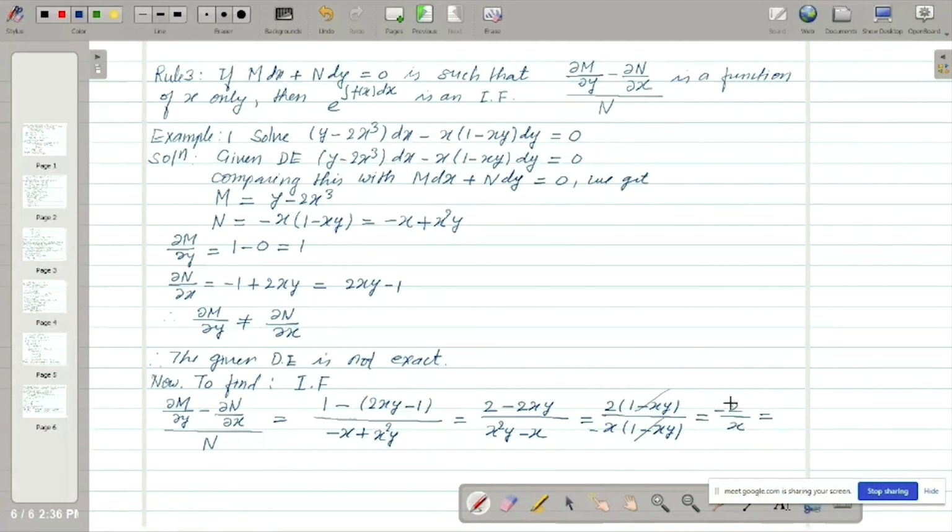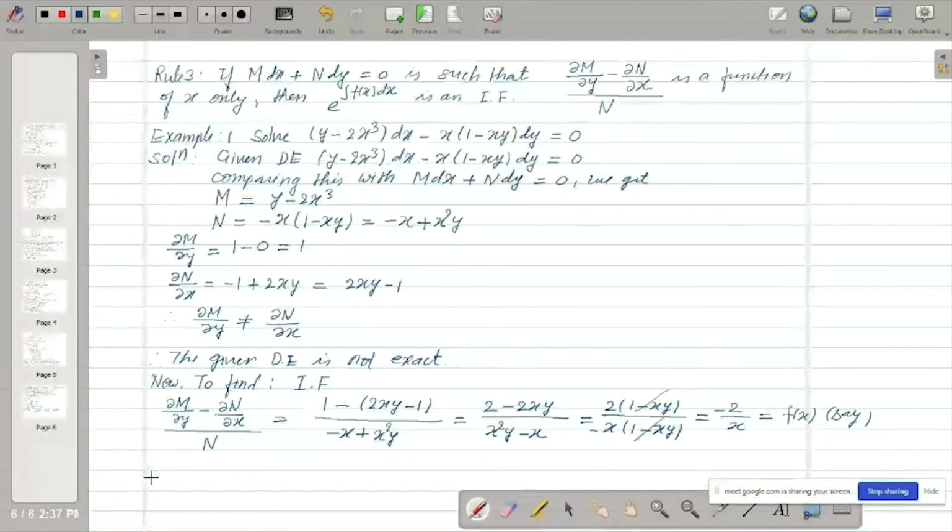इसमें देखो, इसमें 1 केवल upon x x ही है. So this is f of x, 1 upon x square. See, this is f of x. Now read our method, Rule number 3. If M dx plus N dy equal to 0 is such that this expression is a function of x only, so this is the function of x only, then only you can say that this is the integrating factor.